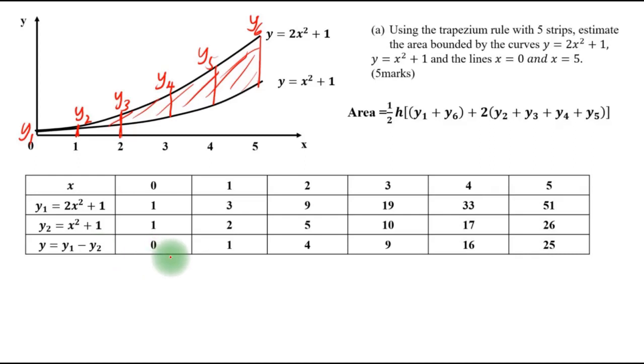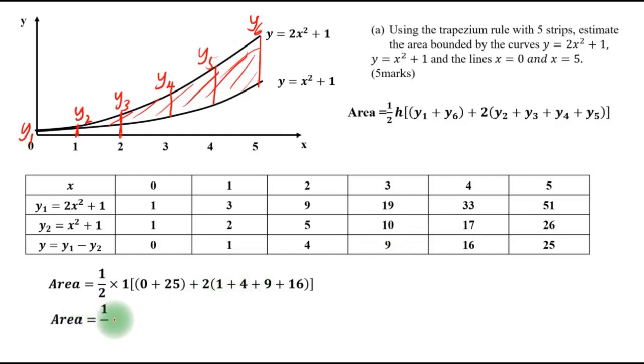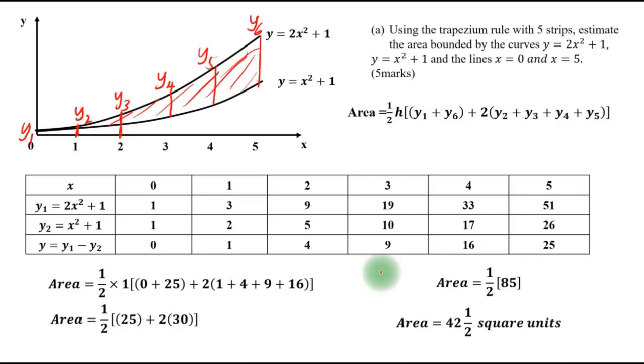Since we have y at different values of x, we substitute into the formula. We shall get a half times h, which is 1, times 0 plus 25, then plus 2 times the sum of the other heights. That ends up as a half times 25 plus 2 times 30, so the area will be a half of 185, which is 42.5 square units. That is the area bounded by the two curves and x is 0 and x is 5.